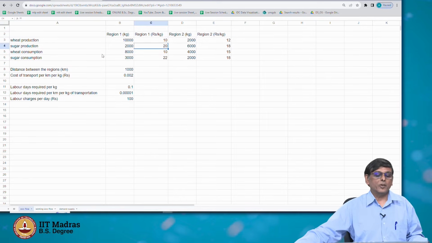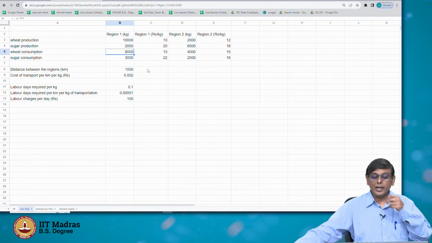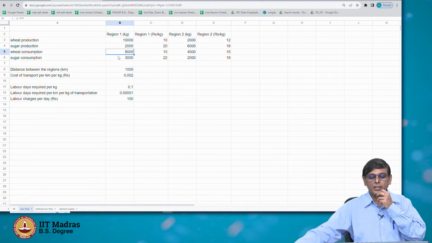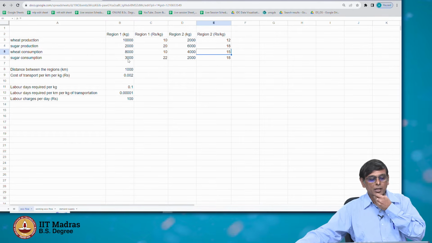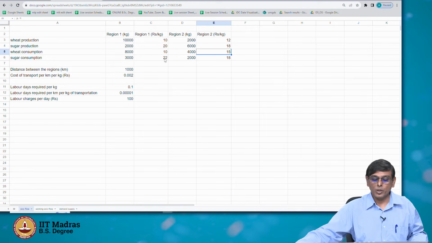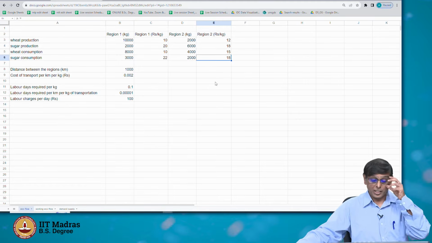On the other hand, region 1 is consuming 8,000 kilos of wheat, and region 2 is consuming 4,000 kilos of wheat, at prices of 10 rupees and 15 rupees. Sugar consumption is 3,000 and 2,000 in regions 1 and 2, at prices of 22 rupees and 18 rupees. This is the data that is given to us.